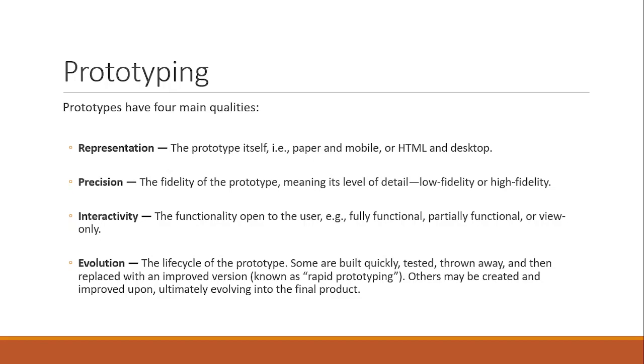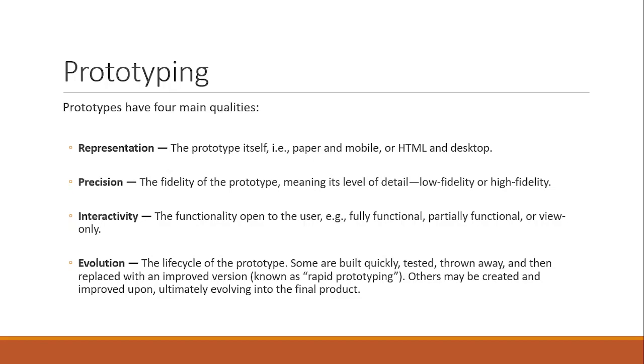Next is your interactivity. This refers to the functionality open to the user, meaning the functions that can be accessed or used by the user, or the level of functionality the user can access. Your prototype can either be fully functional, meaning all of your functions are available to the user, or, depending on the type of your application, partially functional or view only. For view only, the user only views the components that are on your screens.